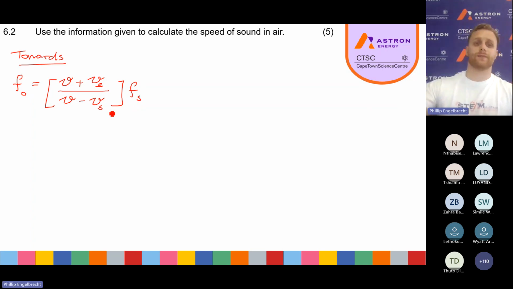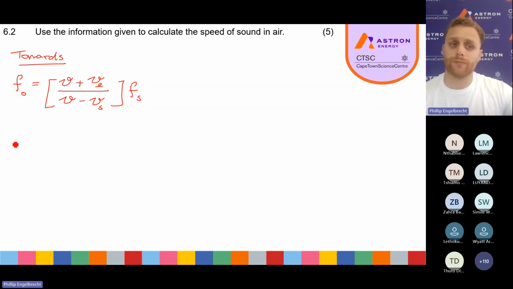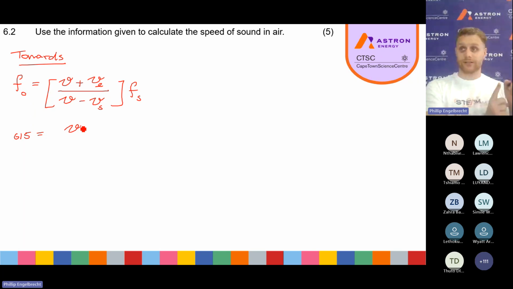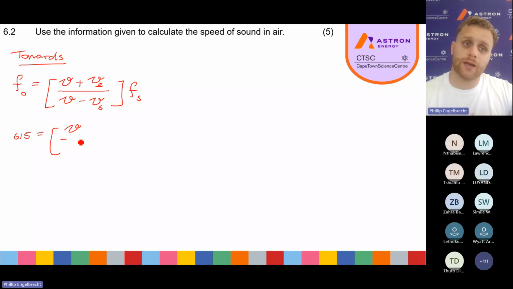Now, here's the thing. I can just start substituting in my values. What was my observed frequency? It was 615 hertz, and that is equal to the velocity of sound. Remember, the velocity of my listener was stationary. Okay, that's what I figured out, divided by the velocity of sound minus 26 meters per second, because that was the velocity of my source, and that's multiplied by the frequency of my source.